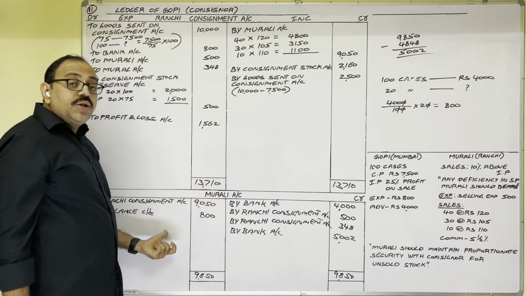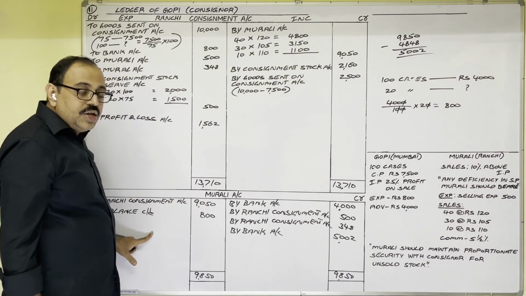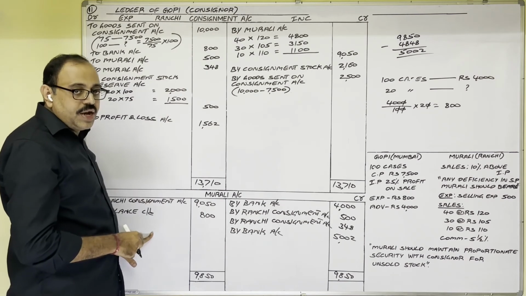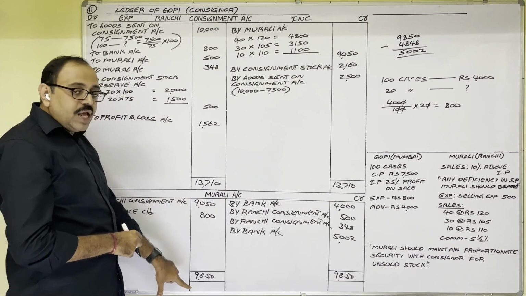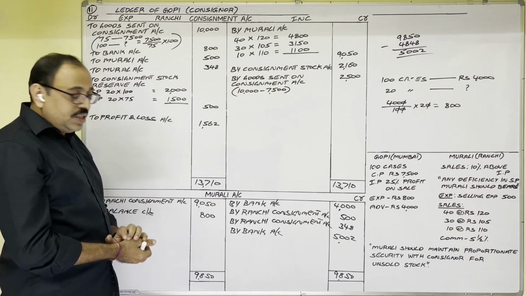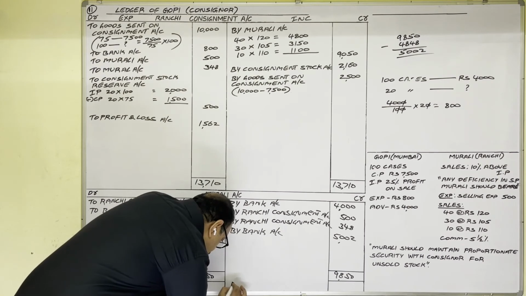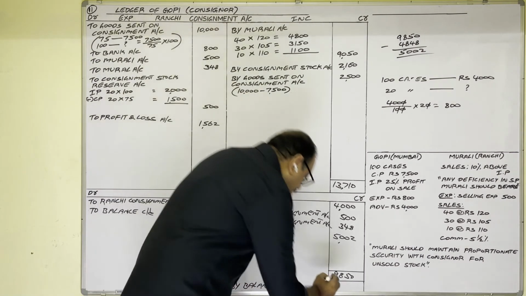Consignee account is not yet closed. There is some balance, credit balance 800. We are liable to consignee for 800. So next time with this 800 we have to continue this Murali account. Therefore bring this balance to opposite side. By balance brought down 800 rupees.